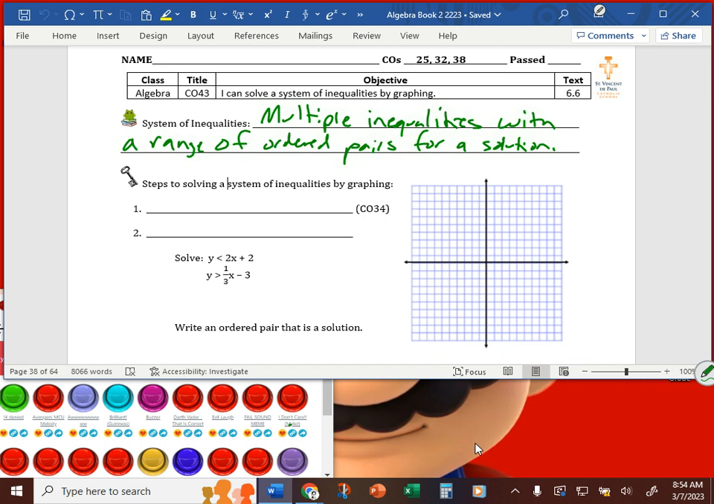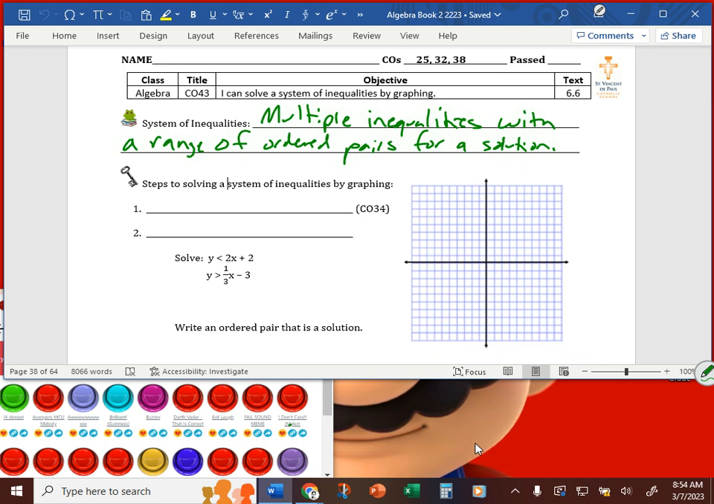What is the last word? Solution. Solution is what that says. So, steps to solving a system of inequalities by graphing.